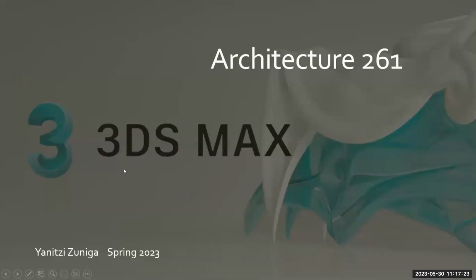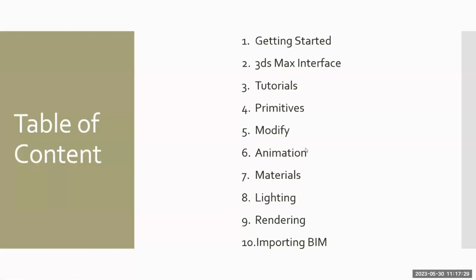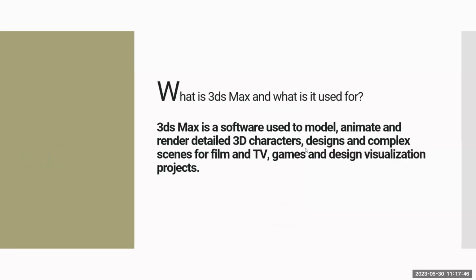This is a presentation for the 3ds Max 261 class. We're going to look at getting started with 3ds Max, the interface, some tutorials, primitives, modify, animation, materials, lighting, rendering, and also a little bit of Twinmotion rendering. So what is 3ds Max? It's a software to model, animate, and render.